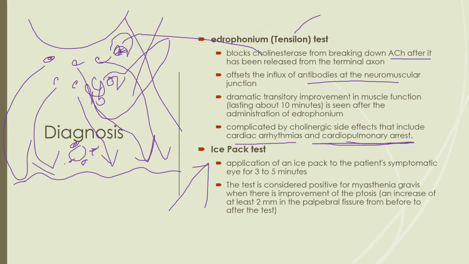This one's a little bit different. It doesn't involve a medicine. We're just going to use an ice pack, and we're going to put it on the eye that's affected, that droopy eye that we were looking at earlier, for a couple minutes, right? 3 to 5 minutes. And then we're going to see what happens, right? It's considered positive when there's less droopiness of the eye after we take it off.